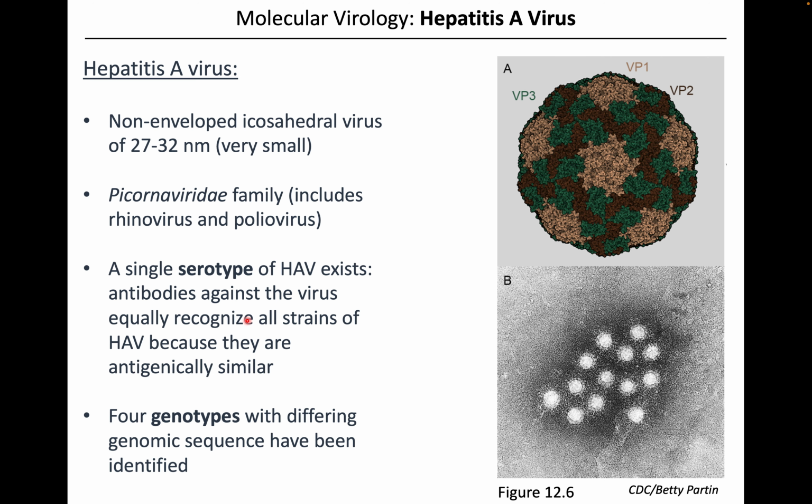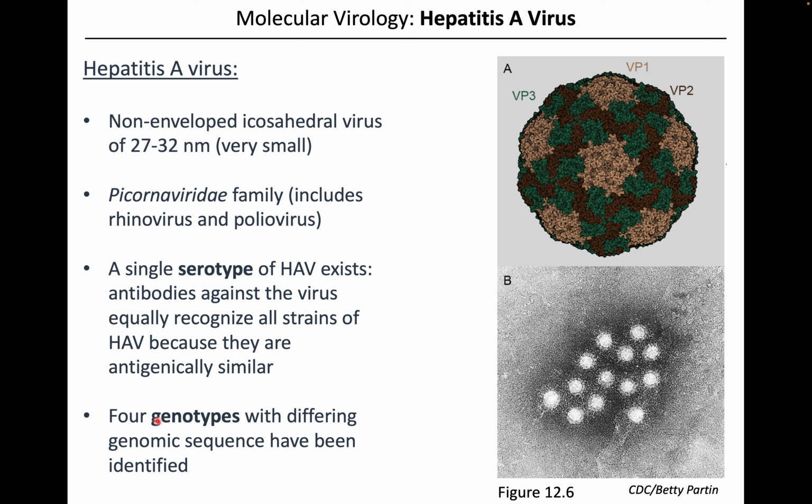We'll start with hepatitis A here. This is the only one we're going to talk about that's a non-enveloped icosahedron, and this one is the smallest of the three. It's in the Picornaviridae family, which also includes poliovirus that we talk about this semester. There's just one serotype of hepatitis A, although there are 4 different genotypes.